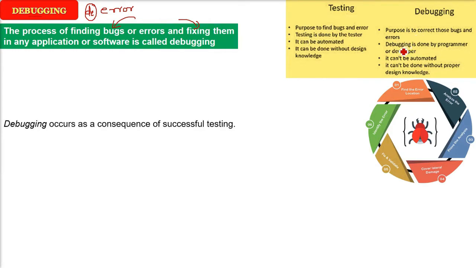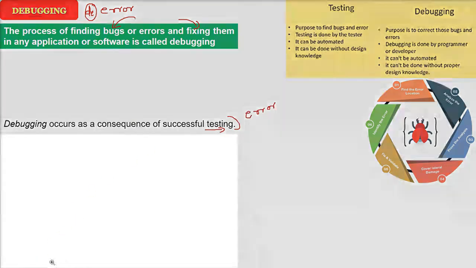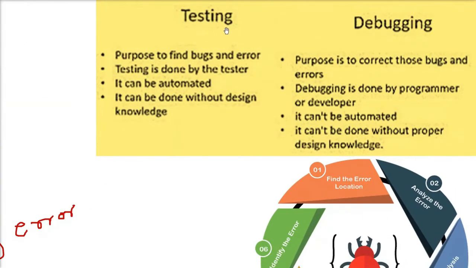So why is debugging needed? When we do testing, what is the result of testing? Errors, bugs, problems. Debugging is all about removing these errors, and it comes after testing. So we need to understand the difference between testing and debugging. Testing's whole purpose is to find bugs and errors. Debugging's purpose is to correct these bugs and errors.